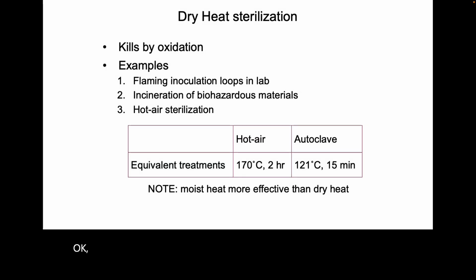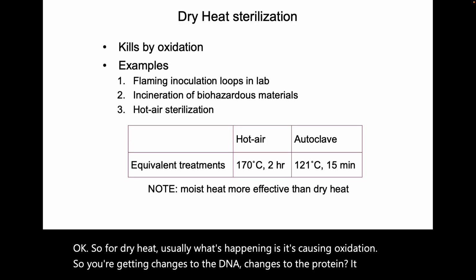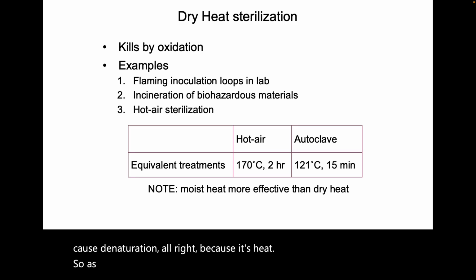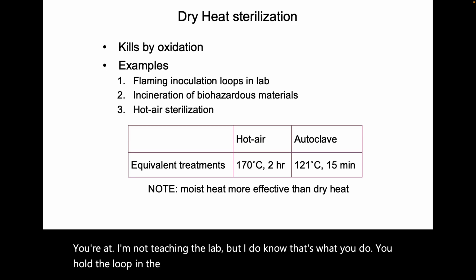Dry heat, usually what's happening is it's causing oxidation. So you're getting changes to the DNA, changes to the protein. It will also cause denaturation, right, because it's heat. So as an example, this is how we typically, in the lab, hold your loop. I'm not teaching the lab, but I do know that's what you do. You hold the loop in the flame to incinerate any microbes that would be on there.